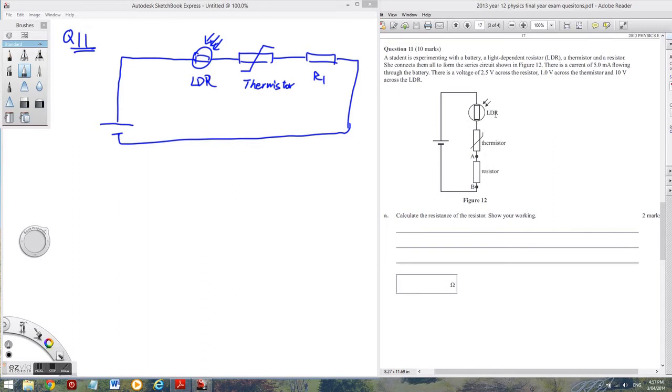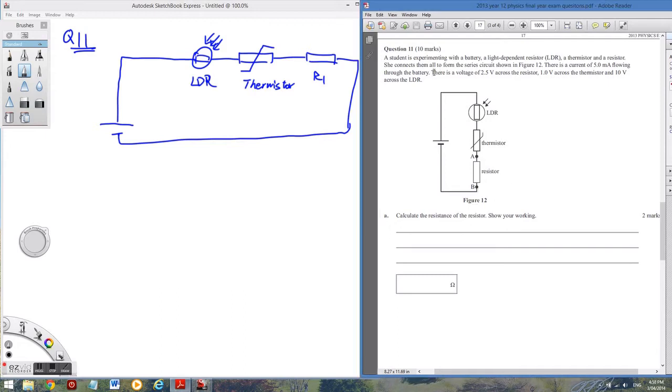Light-dependent resistors. It's basically a variable resistor, but the intensity of the light changes the resistance of the resistor. We have a thermistor. The thermistor is the same thing. It's a variable resistor. The resistance varies depending on the temperature. Then we have a normal resistor here between A and B.